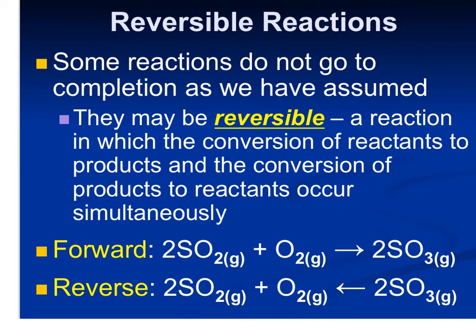So we can look down here, we've got 2 moles of sulfur dioxide plus 1 mole of oxygen is going to yield 2 moles of sulfur trioxide. But if we look at this arrow in the second one here, this actually is a reversible reaction. So our sulfur trioxide could actually decompose back into its original ingredients of sulfur dioxide and oxygen. So this is a reversible reaction.